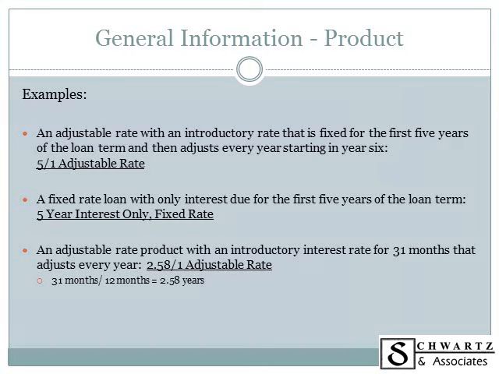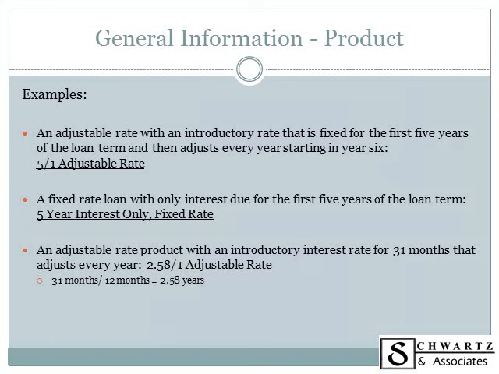Let's look at a few examples of how our product might be reflected on page 1 of the loan estimate. Our first sample is an adjustable rate loan with an introductory rate that's fixed for the first 5 years and then adjusts every year starting in year 6. So we're going to reflect this as a 5-1 adjustable rate loan. Our second one is a fixed rate loan with only interest due for the first 5 years of the loan term. We're going to reflect this as a 5-year interest-only fixed rate.